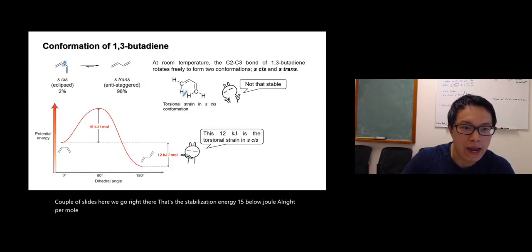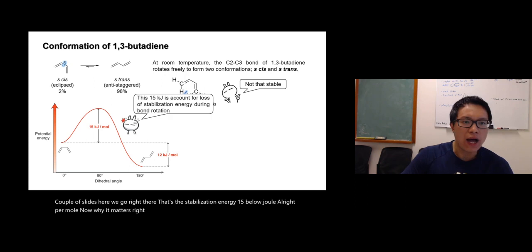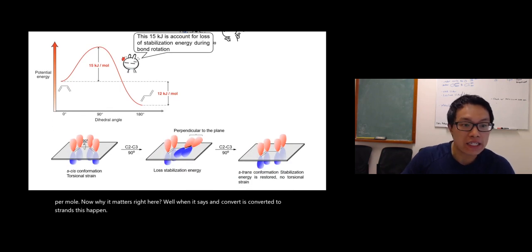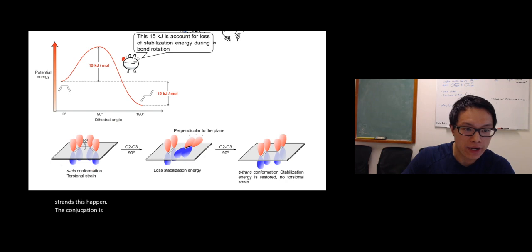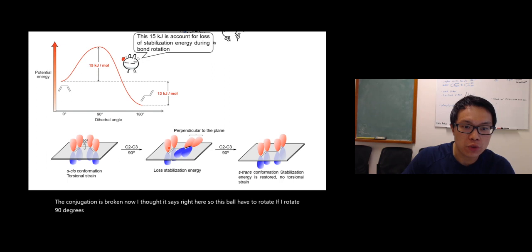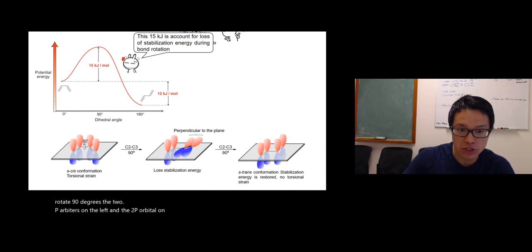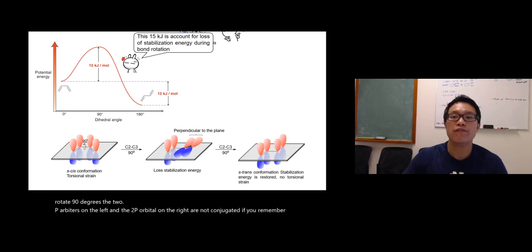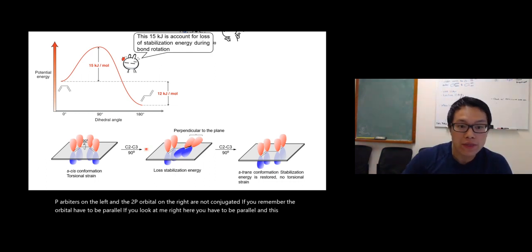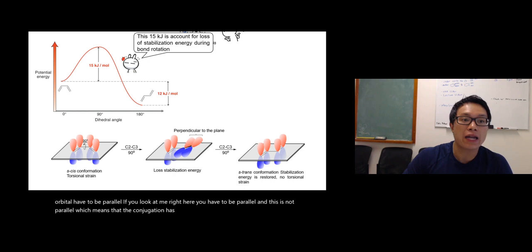Now, why does it matter right here? Well, when S-cis is converted to S-trans, this happens. The conjugation is broken. So, S-cis right here, this bond has to rotate. See, if I rotate 90 degrees, the two p orbitals on the left and the two p orbitals on the right are not conjugated. If you remember, the p orbitals have to be parallel. If you look at me right here, they have to be parallel, and this is not parallel, which means that the conjugation has been broken, and that costs 15 kilojoules per mole. Then rotate even more.